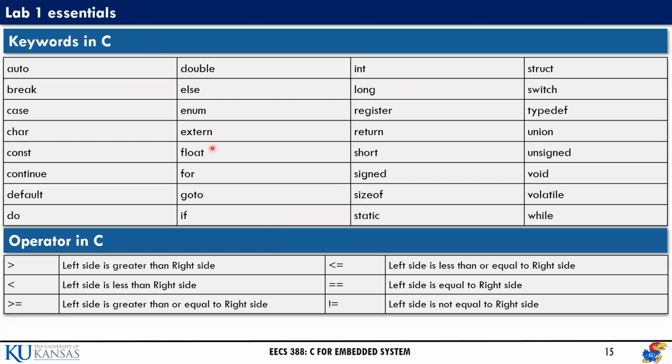So here we can see in our C language, we have a total of 32 keywords, and you can go through them one by one to understand what each keyword is doing. But you can see here that int is one of the keywords, and conditions like if is also a keyword. In C, we have all the basic operators, for example, greater than, less than, greater than or equal, or not equal.